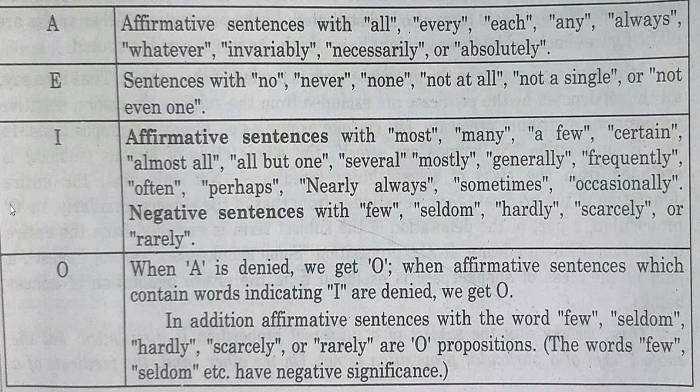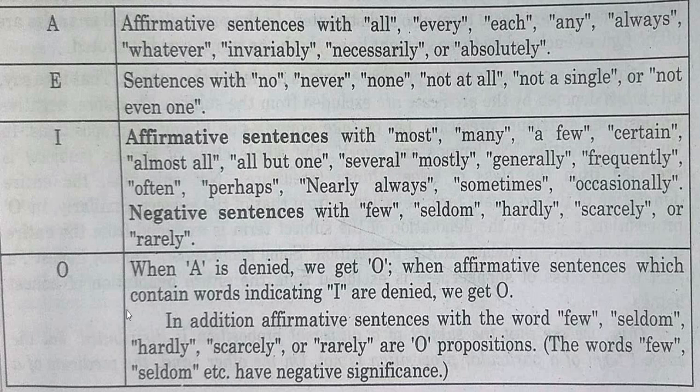I: affirmative sentences which start with some, most, many, a few, certain, almost all but one, several, mostly, generally, frequently, often, perhaps, nearly all, always, sometimes, occasionally. Negative sentences with few, seldom, hardly, scarcely, or rarely. So all of these words can come as substitute words for the proposition type.